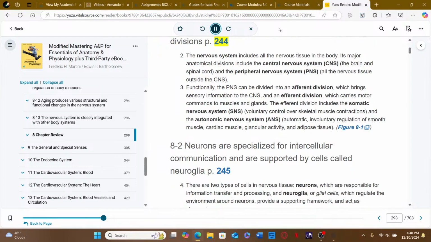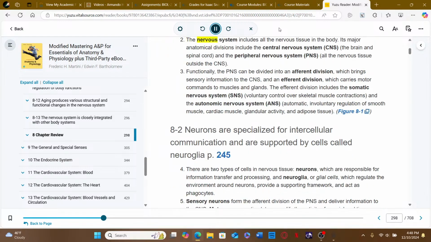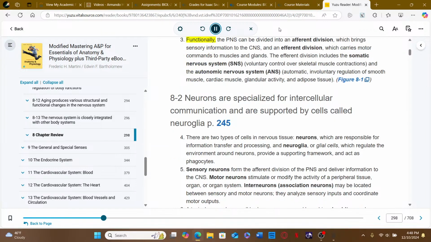The nervous system includes all the nervous tissue in the body. Its major anatomical divisions include the central nervous system, CNS, the brain and spinal cord, and the peripheral nervous system, PNS, all the nervous tissue outside the CNS. Functionally, the PNS can be divided into an afferent division, which brings sensory information to the CNS, and an efferent division, which carries motor commands to muscles and glands. The efferent division includes the somatic nervous system, SNS, voluntary control over skeletal muscle contractions, and the autonomic nervous system, ANS, automatic, involuntary regulation of smooth muscle, cardiac muscle, glandular activity, and adipose tissue.